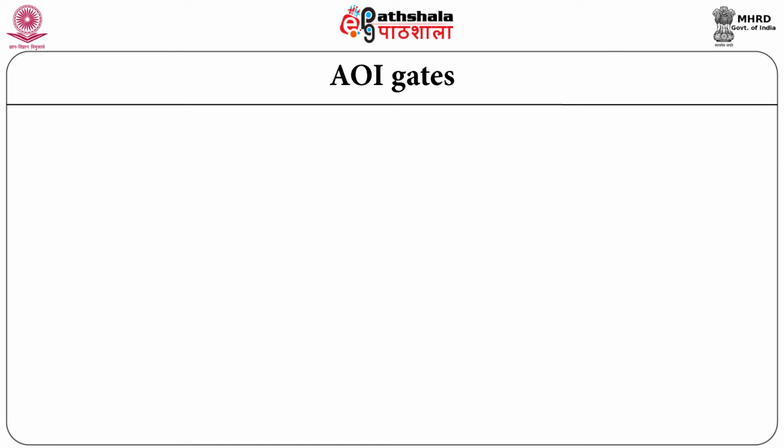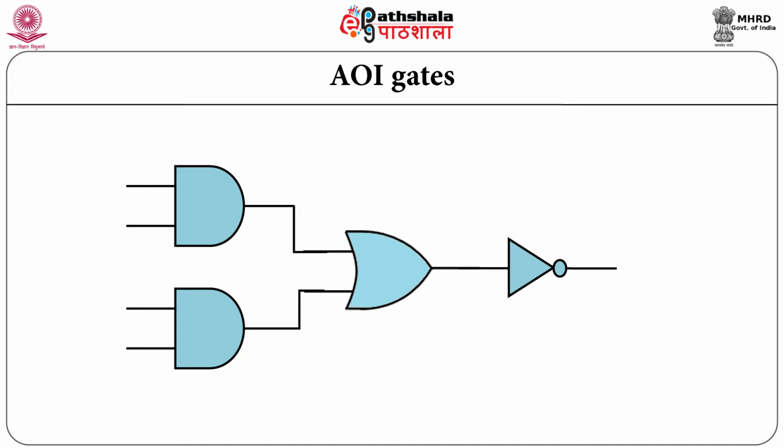Let us now talk about a special arrangement of the gate called AOI gates. This special arrangement of 3 logic gates is known as AOI gate, that is AND-OR-invert gate. It is used in many applications of combinational systems.